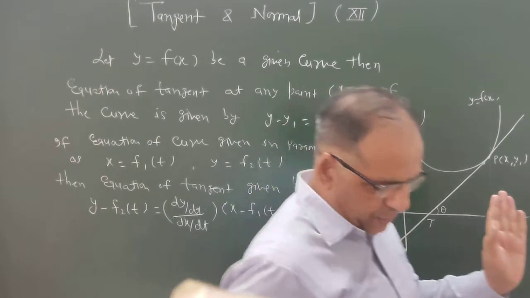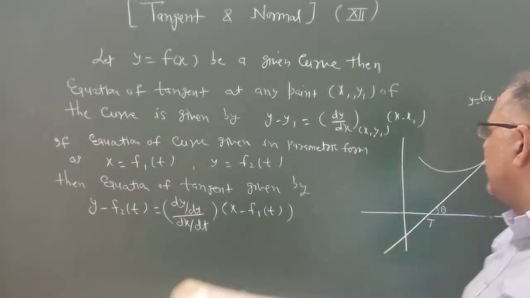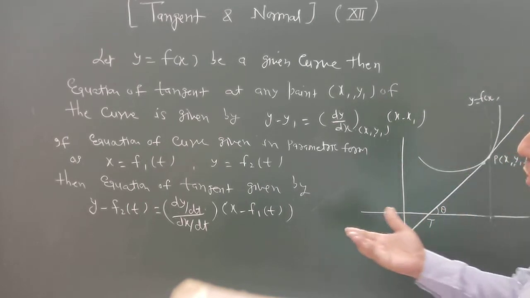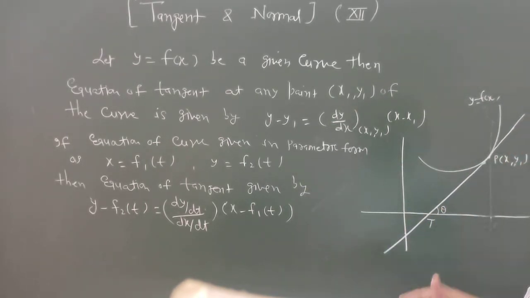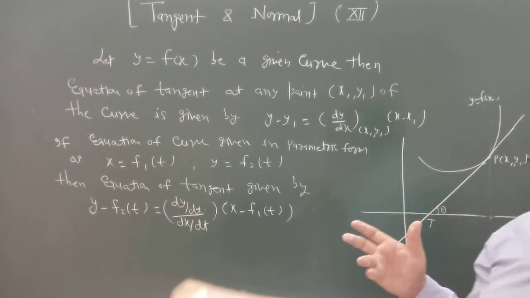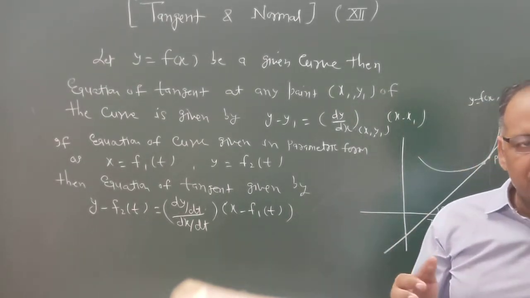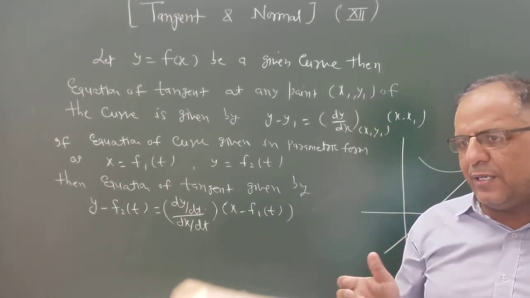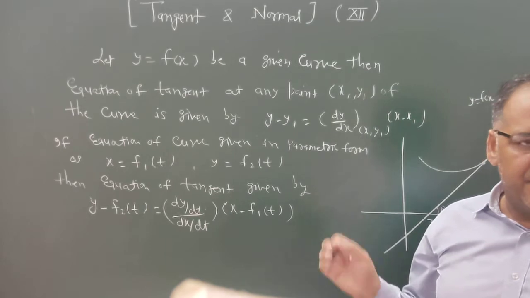In the previous video, we also discussed that when the tangent is parallel to the x-axis, then dy over dx is equal to 0. If the tangent is parallel to the y-axis, then dy over dx equal to infinity. And if the tangent of the curve is parallel to any given line, then dy over dx will be equal to the slope of the given line.